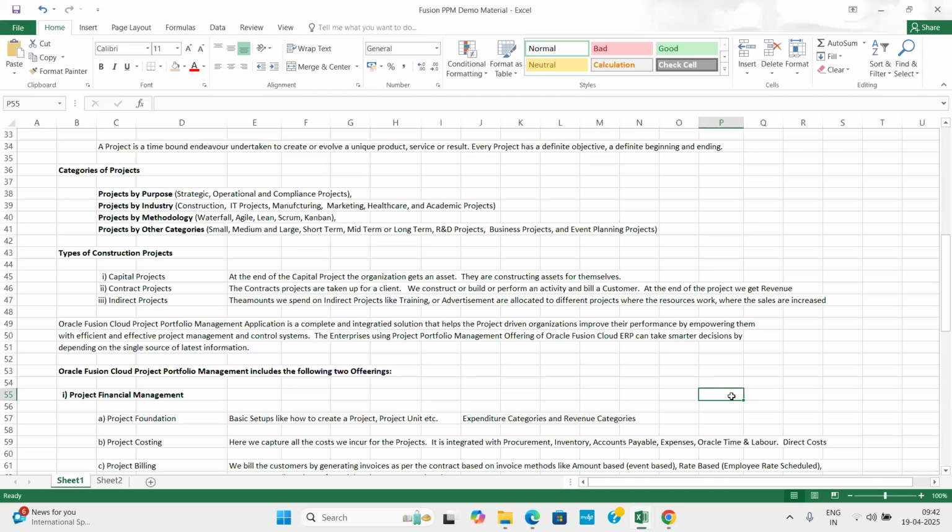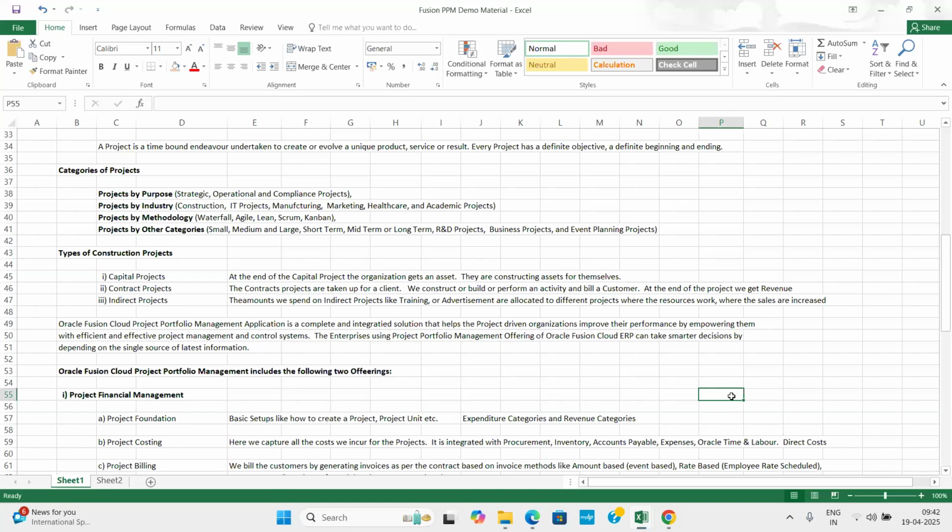Which project? No, advertisement is an indirect project. Got it. Okay. Advertisement is an indirect project. Your resource training also is an indirect project. Directly, they are not generating any billing. Now that is clear.